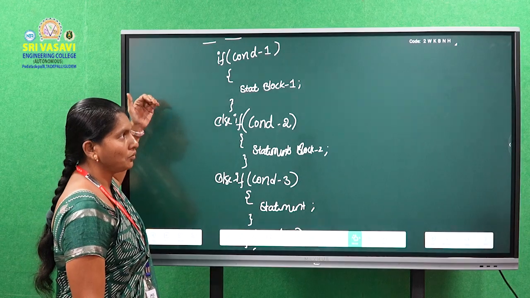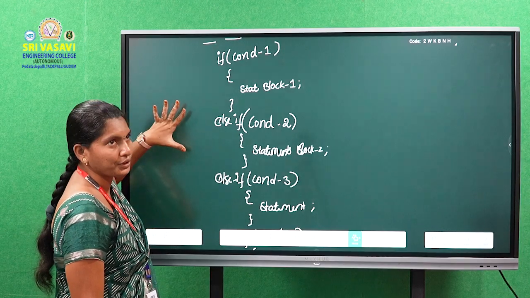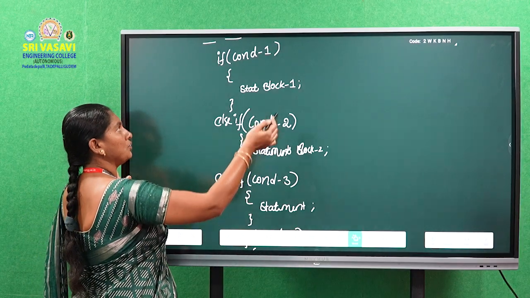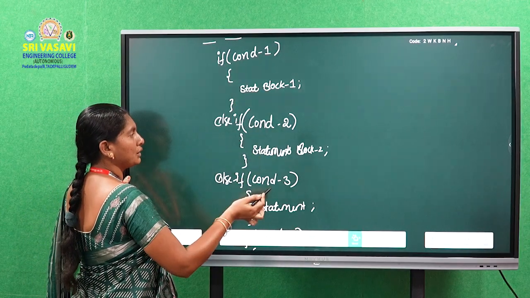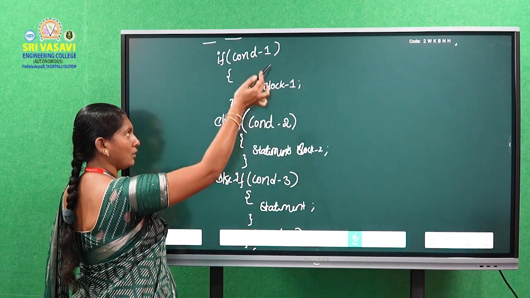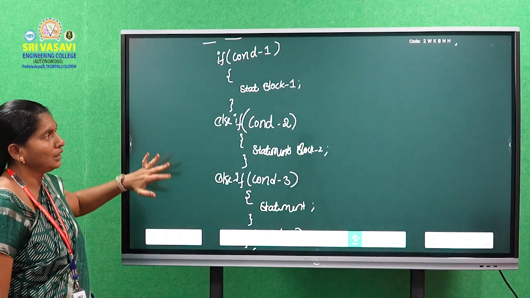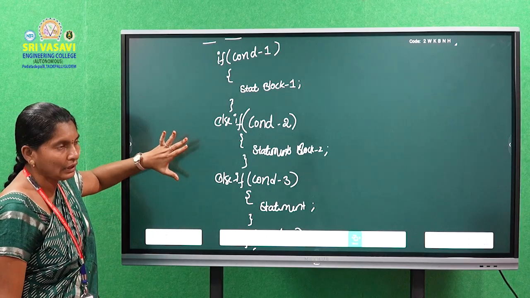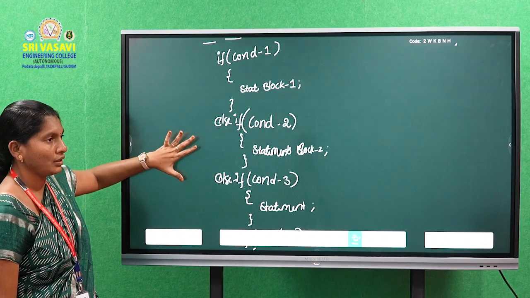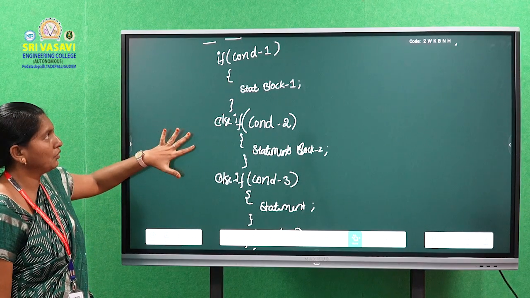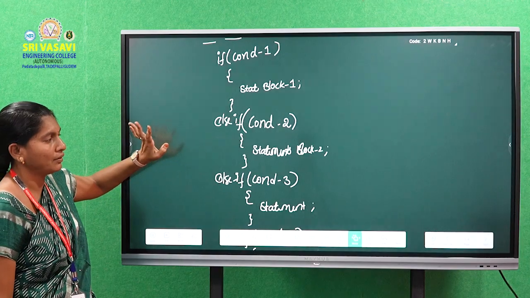So here I want to check different conditions. The conditions are not the same, and condition 2 is not depending on condition 1, condition 3 is not depending on 2 and 1. Here condition 1 is different, 2 is different, 3 is different, and here we are having n conditions. In that case only we will use this else if ladder.